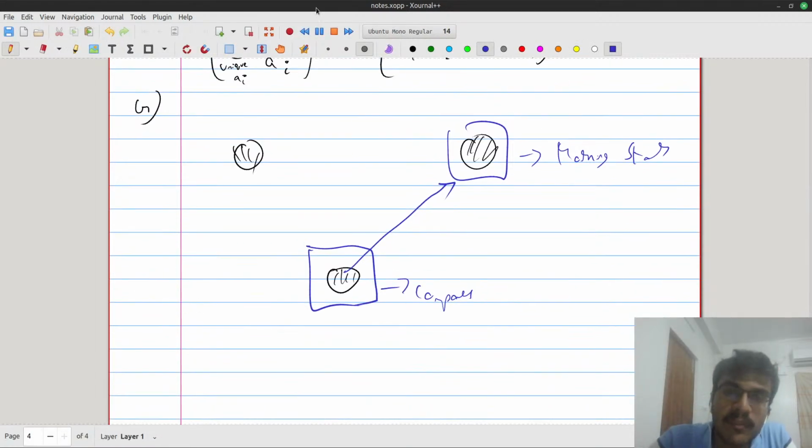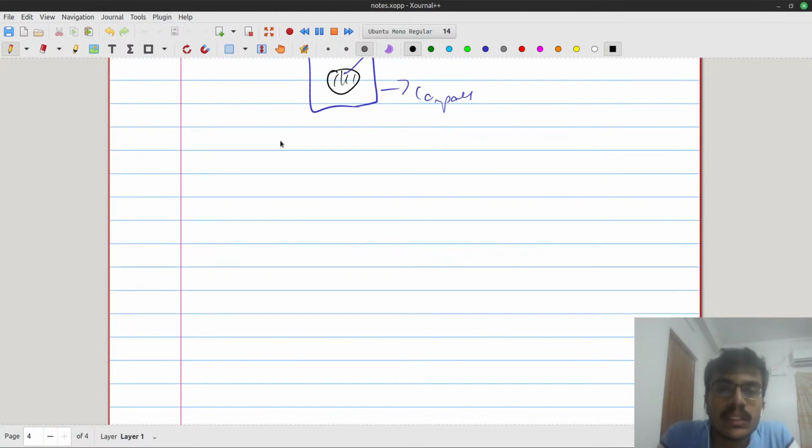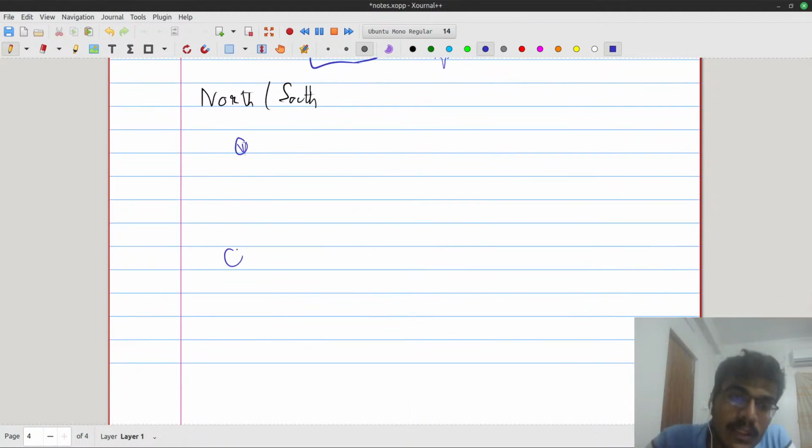Anyways, essentially we have a lot of points. We have to choose one compass and one morning star, such that the morning star is in a particular direction from the compass. I'll start with a simpler case. Assume the compass can point only to the north or south, and we calculate how many such positions are there. I'll draw a couple of points here.